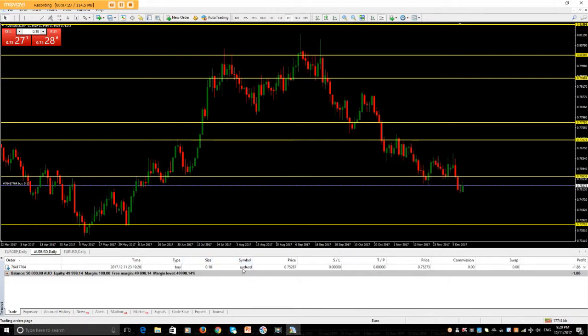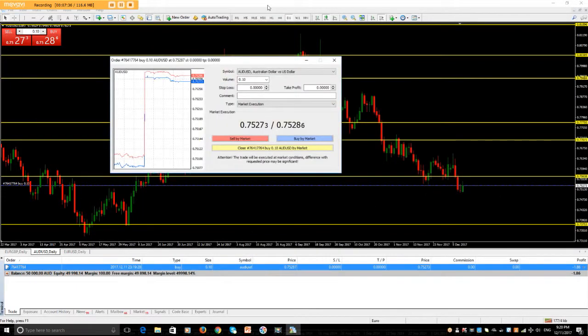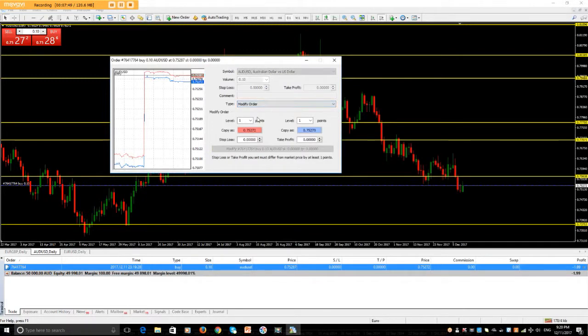Now what you would need to do, if you decided, look, it's at the level I want to get in, then you just double click on that, and then you can adjust your trade in terms of your stop loss, take profit, and so on. So what you want to do is modify your order. So you go into modify your order, and then best if you click on that one, and then modify.